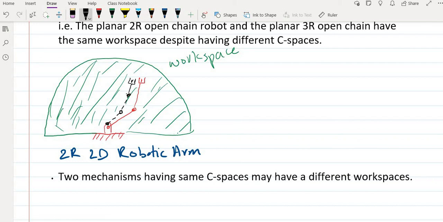Now see, increasing the number of revolute joints by one more will not change the workspace, unless you change the whole structure of the robot. The positions where the end effector of the red robot can reach, the same positions can be reached by the end effector of the black robot. The only difference between the two is that they will have different configuration spaces, so their C space will differ.